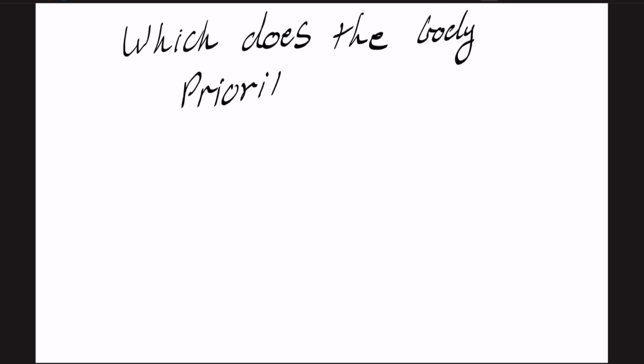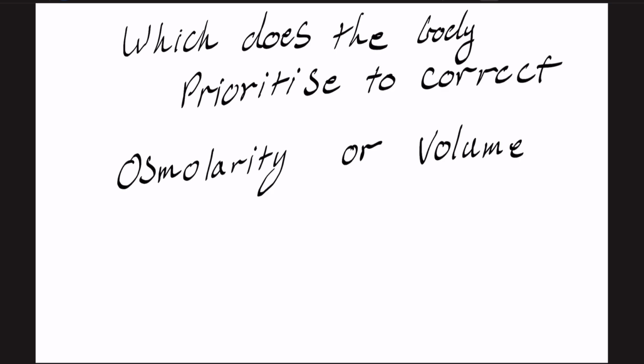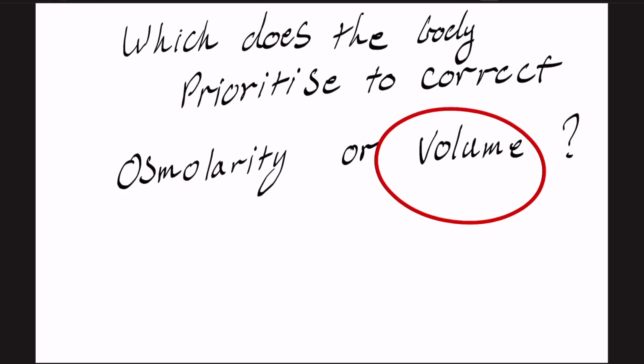Now, I mentioned before, in hemorrhage, you will still get activation of the baroreflex and antidiuretic hormone release, but your osmolarity will remain the same. So the question arises, which is more important? Will your body protect volume over osmolarity or osmolarity over volume first? And the answer is that your body will protect volume before osmolarity.